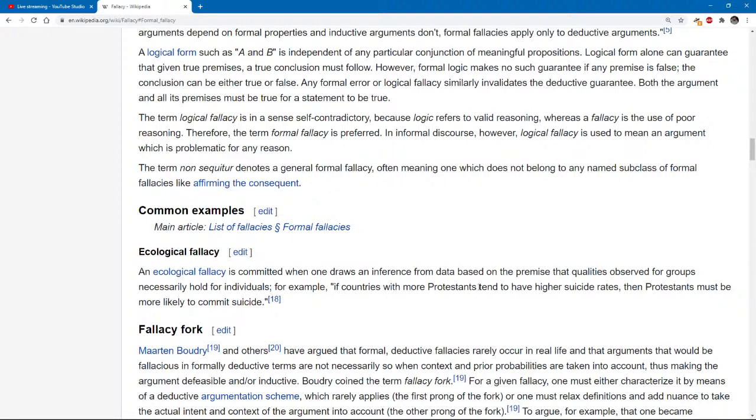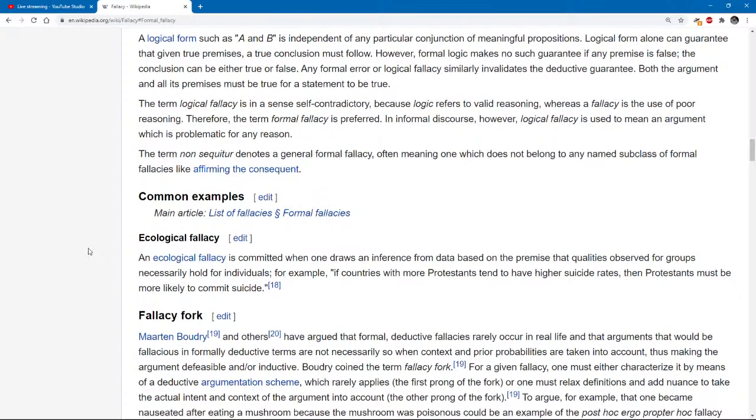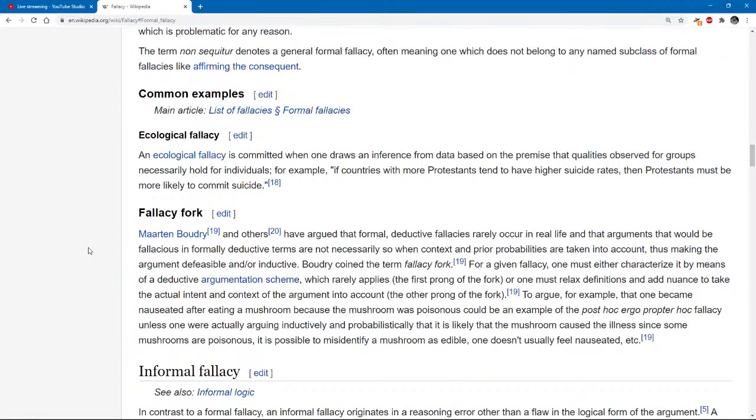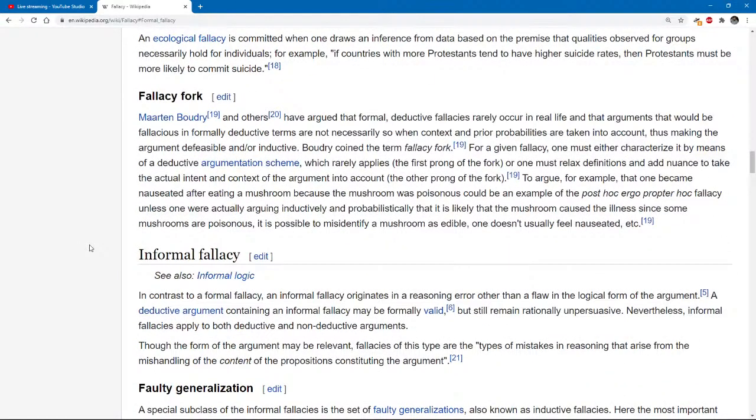It's committed when one draws an inference from data based on the premise that all qualities observed for groups necessarily hold for individuals. If countries with more Protestants tend to have higher suicide rates, then Protestants must be more likely to commit suicide. That's a formal fallacy called the ecological fallacy. Let's discuss that. Why would that not necessarily be true?